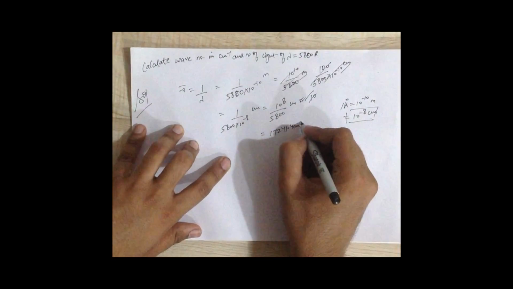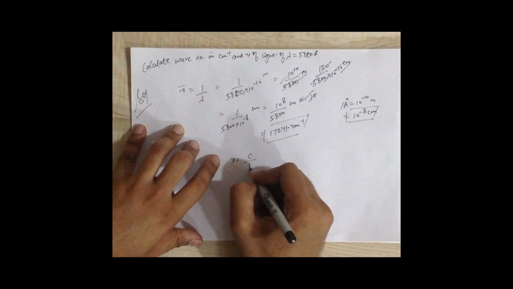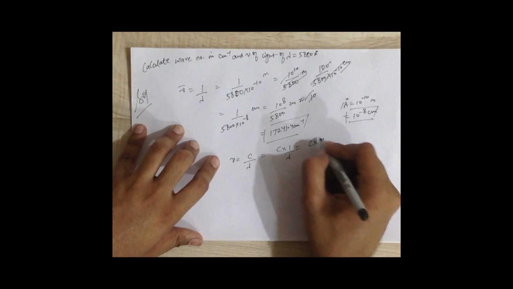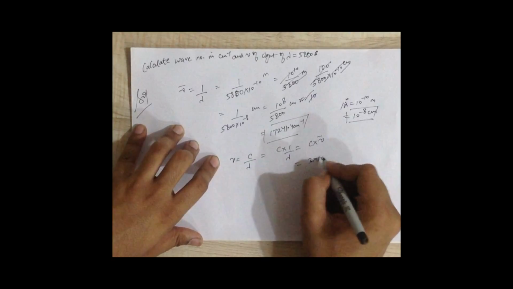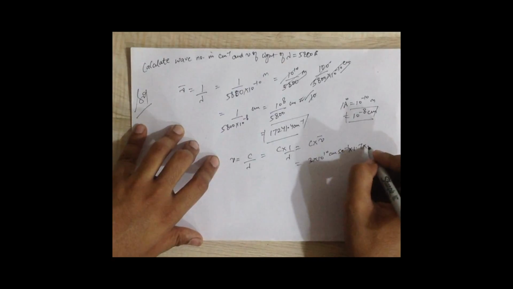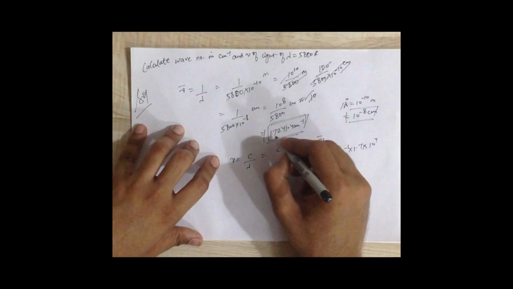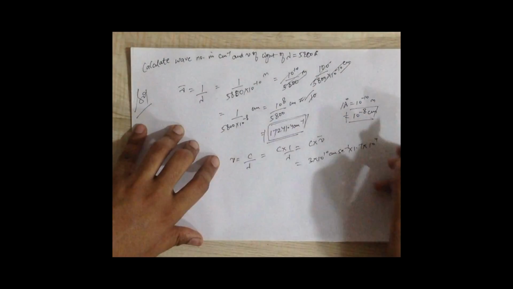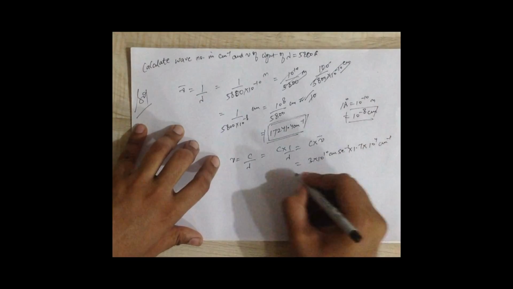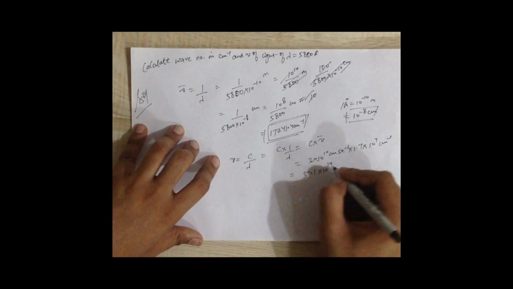17241.4 centimeter inverse. Now frequency is c upon lambda, c into 1 upon lambda, c into wave number. So c is 3 into 10 to the power 10 centimeter second inverse into 1.7 into 10 to the power 4. Here we got the result 17241.4, but using the approximation I wrote it as 1.7 into 10 to the power 4 centimeter inverse. And on calculating we will get a result that is 5.1 into 10 to the power 14 second inverse.